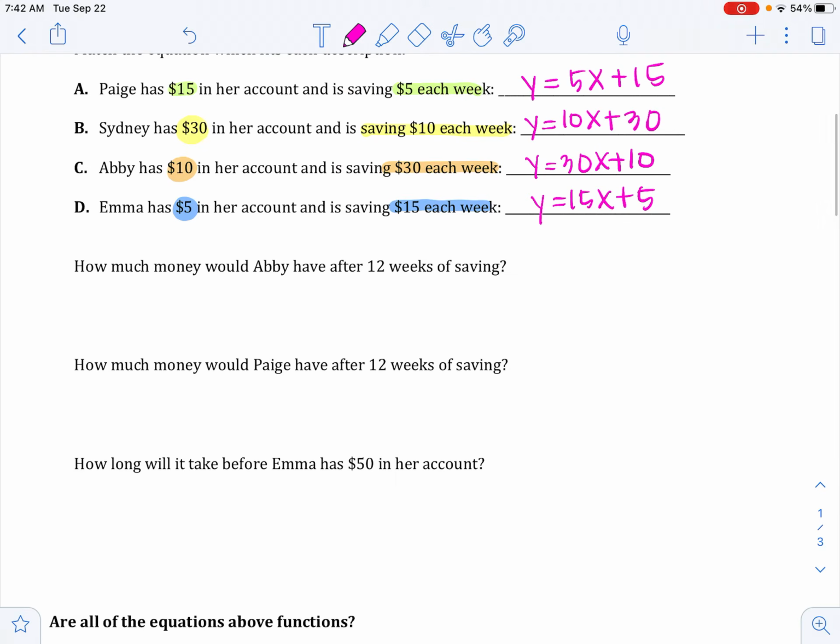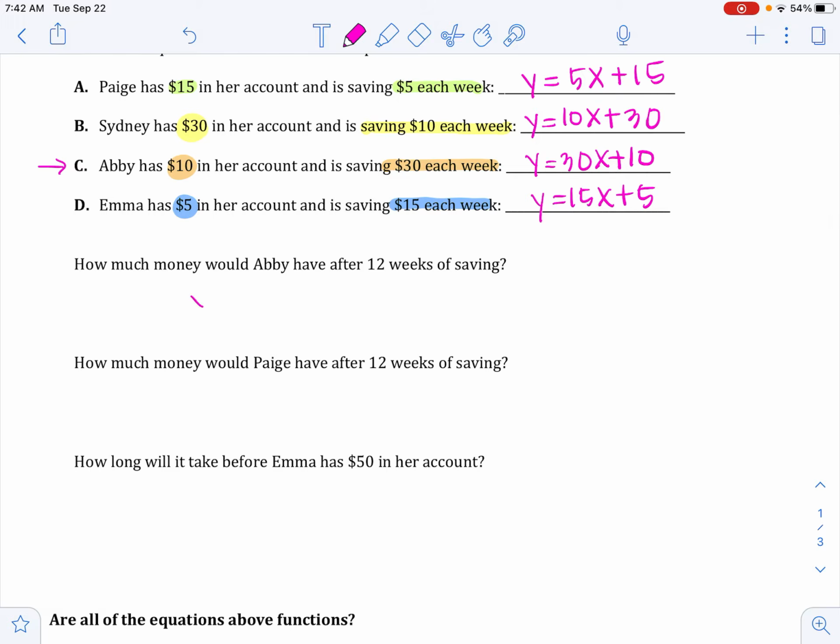Okay, so now I'm going to go ahead and move this up here a little bit. It says, how much money would Abby have after 12 weeks of savings? So here's Abby. I want to know how much she would have after 12 weeks. So I have y equals 30 times 12 plus $10. You can use a calculator if you need to do 30 times 12. In my head, what I do is I do 12 times 3, which is 36. Add a 0, that's 360. Plus 10 is 370. So she'll have $370.